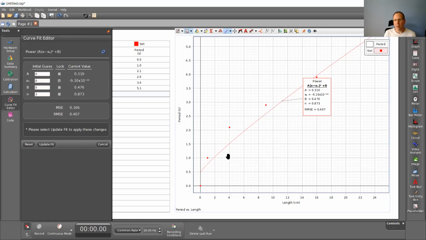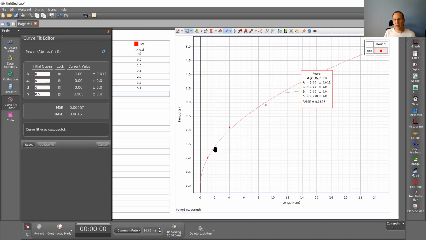The B would be like a vertical shift. You guys remember from pre-calculus or college algebra, like a vertical shift of the graph. I want that to be 0 as well, so I'm going to lock that at 0. And then the N, that's where I want it to be a half. So I'll just do 0.5 and lock it at 0.5. The A is going to be how much it expands or contracts. And that, I think 0 will be okay if I just leave it at 0. But the other ones, I want 0, 0.5, and I want to lock those 3. Now, if I do update fit, hopefully it gives me a better fit. Actually, yeah, that's much better. So now it actually looks like a sideways parabola.